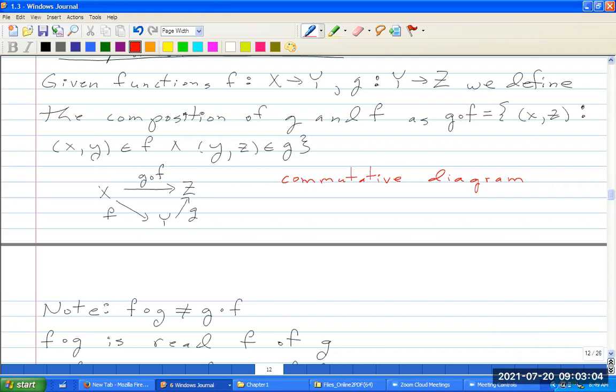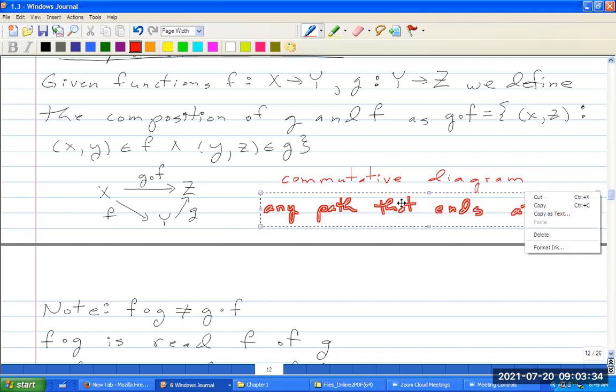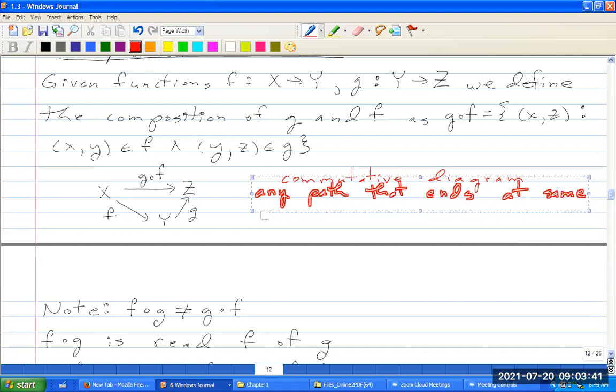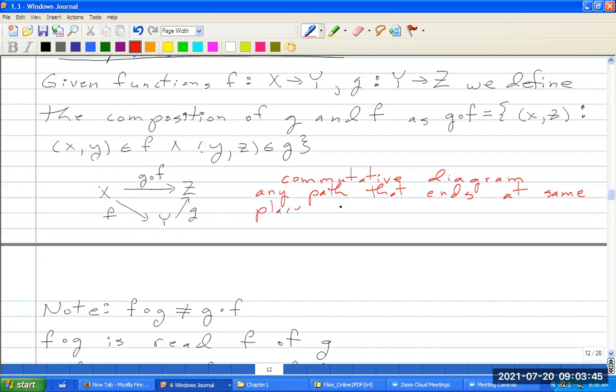And so any path that ends at the same place gives the same values.